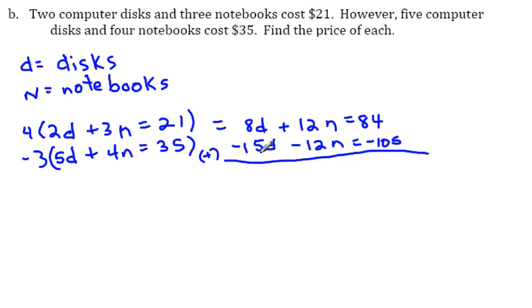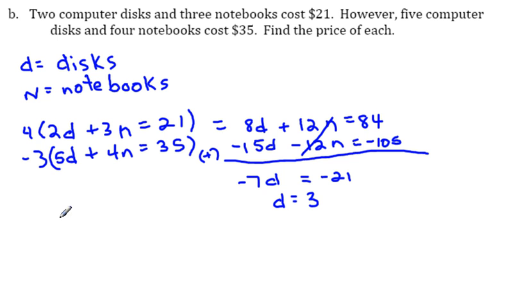So now they're ready for me to add those 2 equations. So 8 minus 15d is -7d. Positive 12 and -12 cancel, and 84 minus 105 is -21. So it looked pretty hairy up here, but actually it's not too bad. Divide by -7 and d is 3. Now what do I do with that d? I take it back to one of those 2 equations, either one, and plug 3 in where I see a d so that I can solve for n.